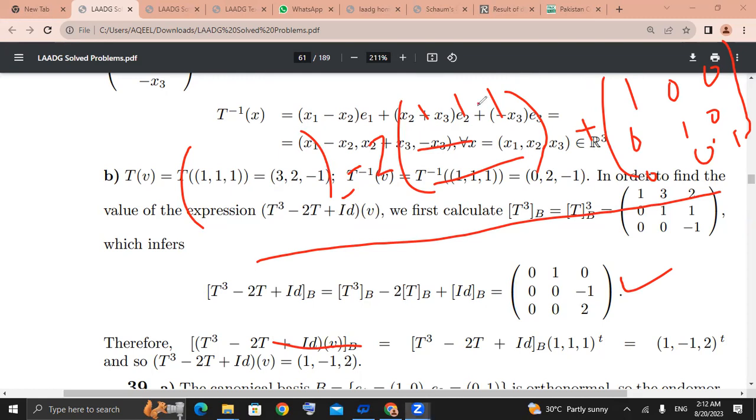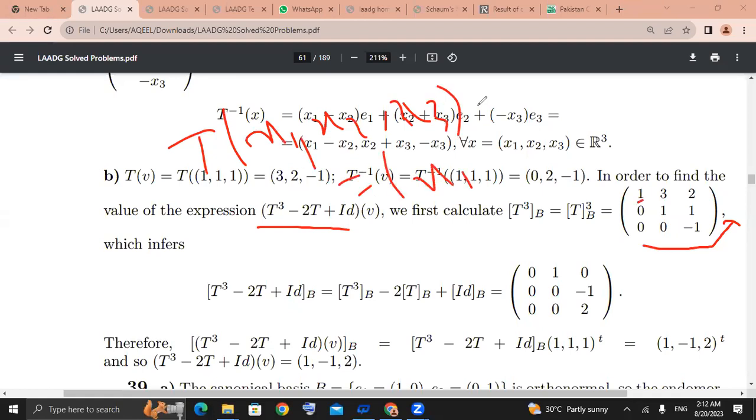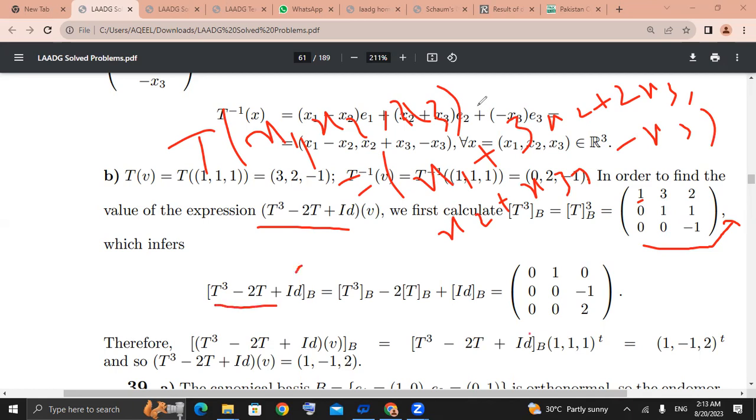Now you have found this whole result. Now you convert it into the transformation, in the form of T of x1 x2 x3. How can you convert it into the T of x1 x2 x3? This is the coefficient: x1 plus 3 x2 plus 2 x3 is the first, then x2 plus x3 is the second, and the third is minus x3. You write this into the matrix form, and I will convert it, just wait.